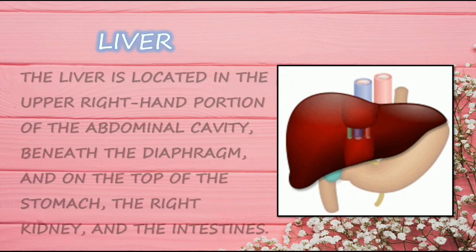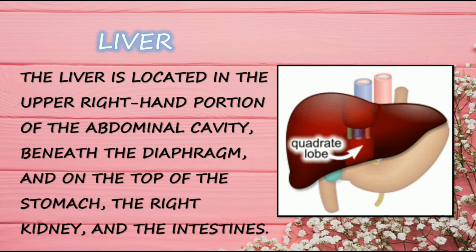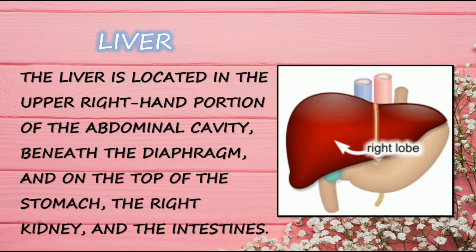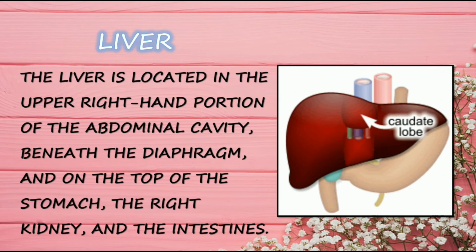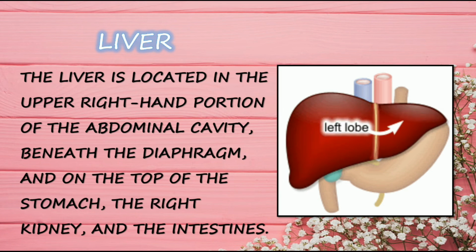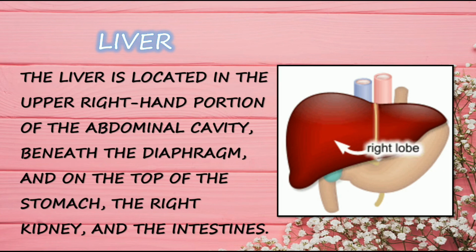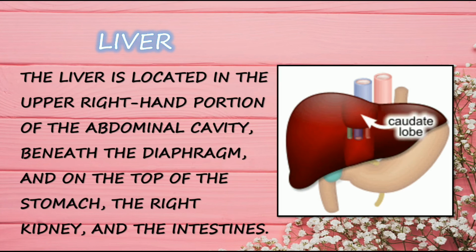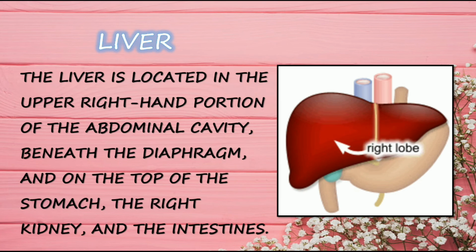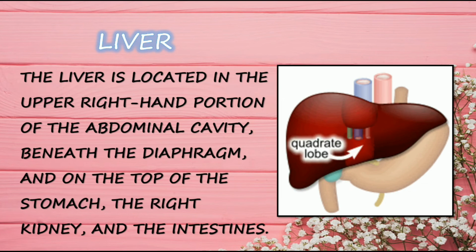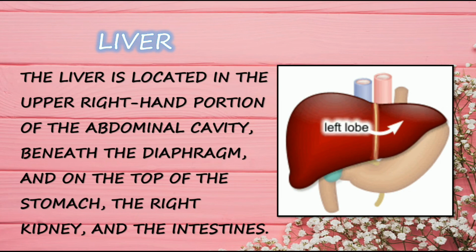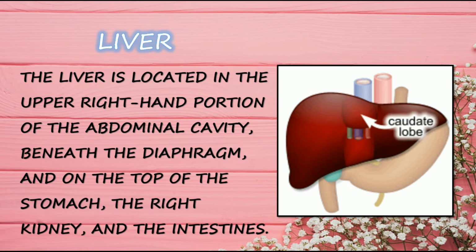Liver. The liver is located in the upper right hand portion of the abdominal cavity beneath the diaphragm and on the top of the stomach, the right kidney and the intestine. So where is it located? It is located on the upper right portion of the abdominal cavity, on the top of the stomach and to the right side of the kidneys and intestines.